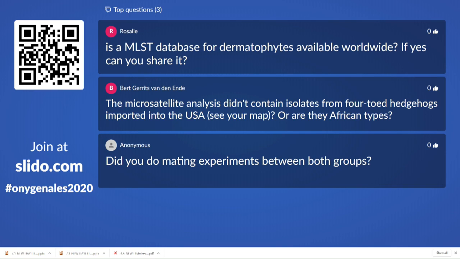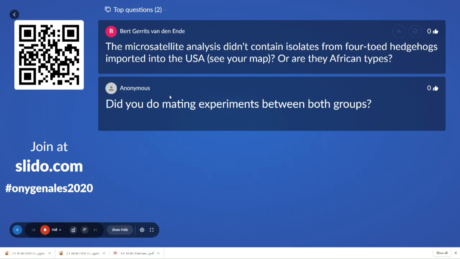Did you do mating experiments between both groups? Yes, I did some mating experiments, and I got some pseudo-ascomata, but they were devoid of ascospores, so I was not successful.